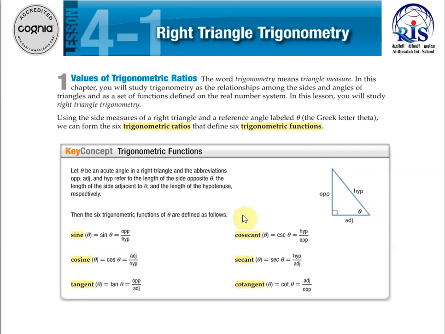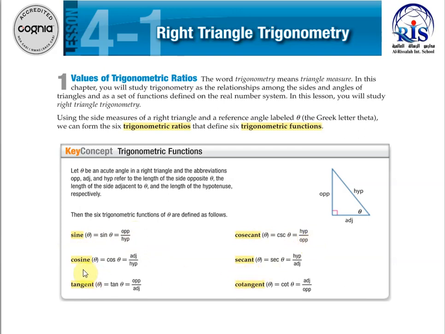Right. Now, the ratio sine gives us the opposite to the hypotenuse. And the cosine is the adjacent to the hypotenuse. Tangent is the opposite to the adjacent. Cosecant is the hypotenuse to the opposite, which is the reciprocal of sine theta. Here we have opposite to hypotenuse. Here we have the hypotenuse to opposite.